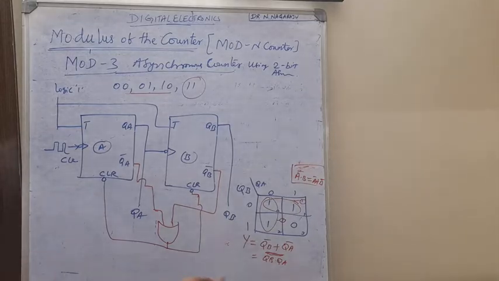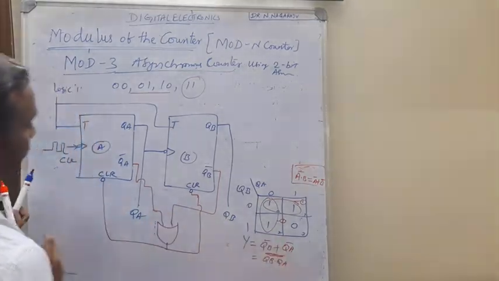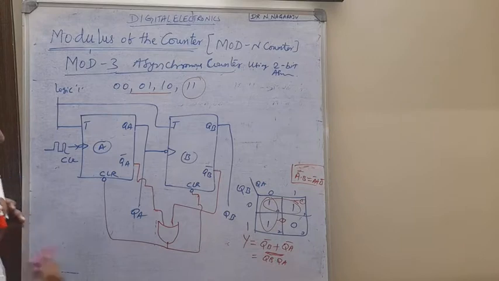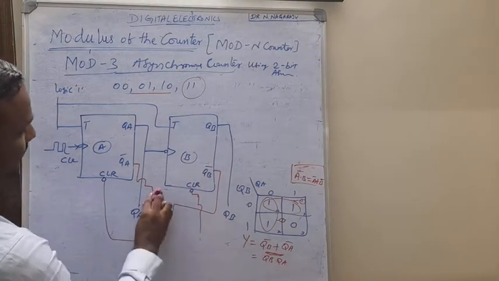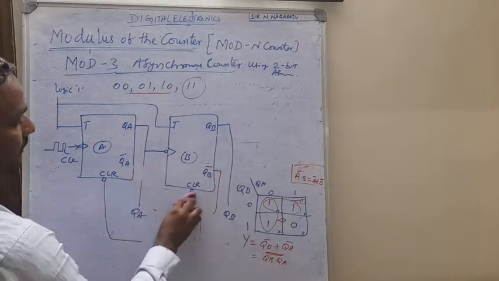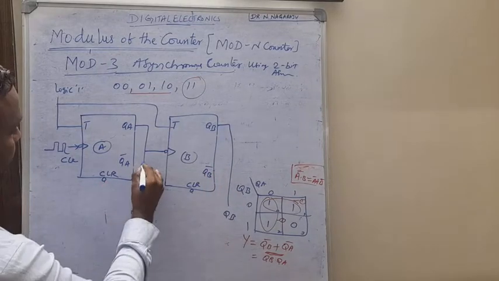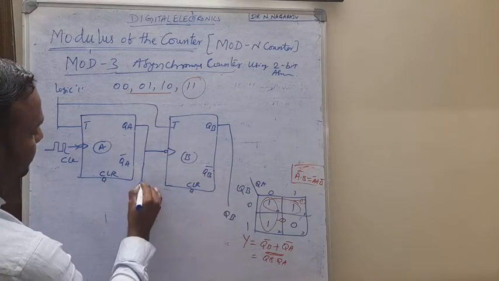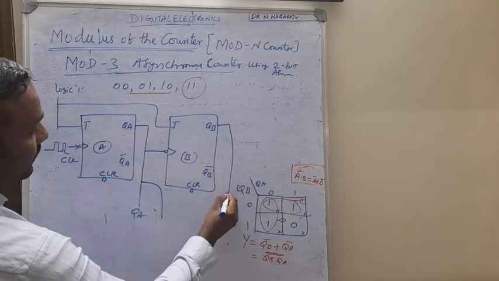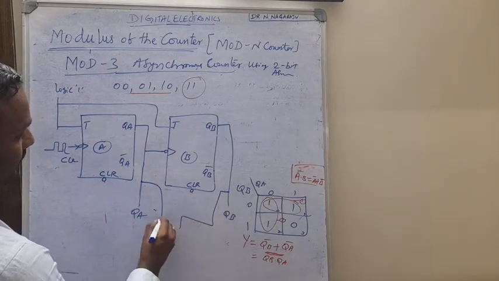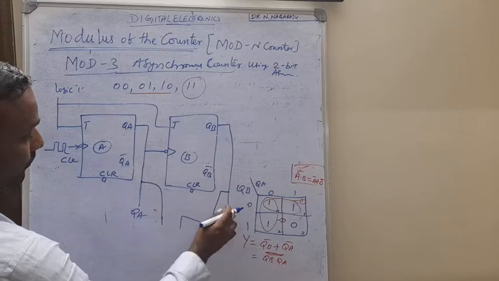Or otherwise, QB dot QA the whole bar. So QB dot QA the whole bar means we will just change this one. Anyway, you have to connect this reset logic. See here, QA is there. This is QA and QB. So you just take this one, and also take QA and QB.